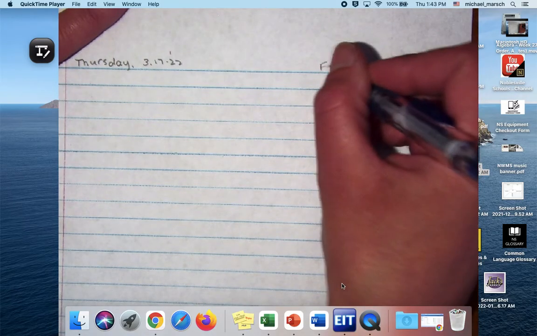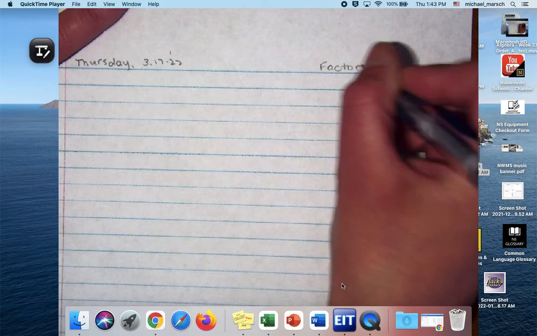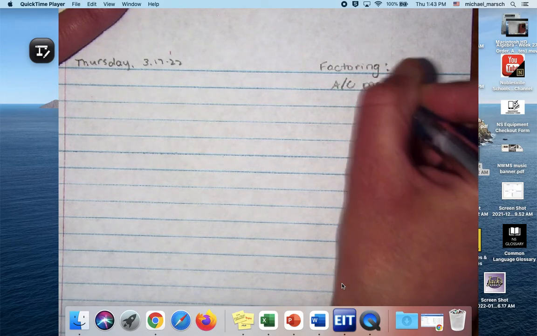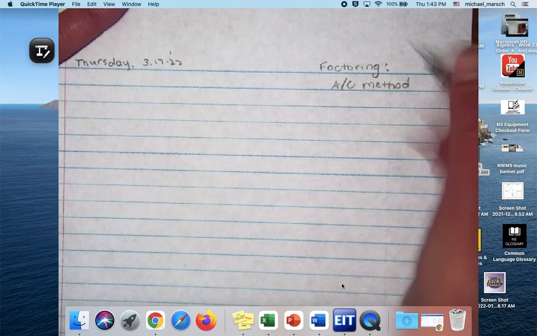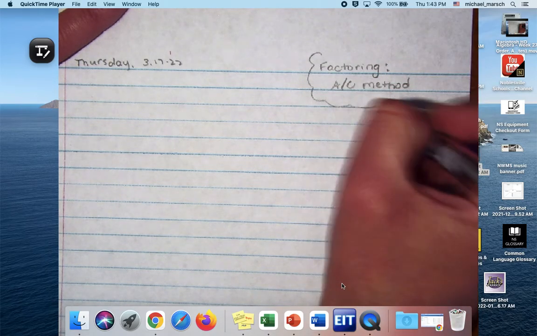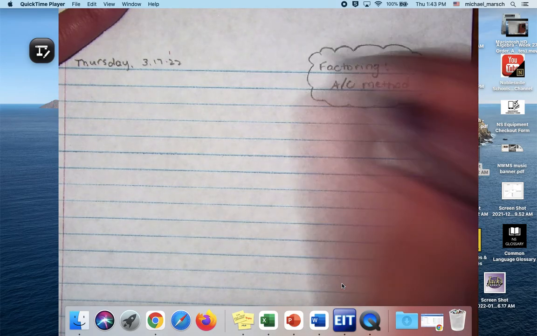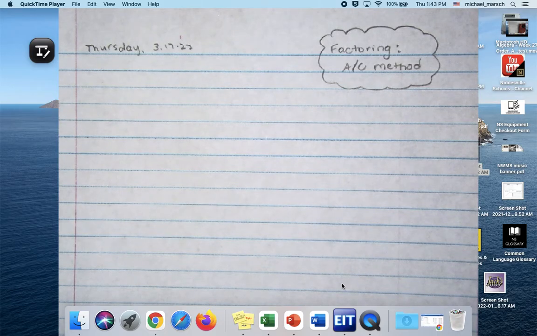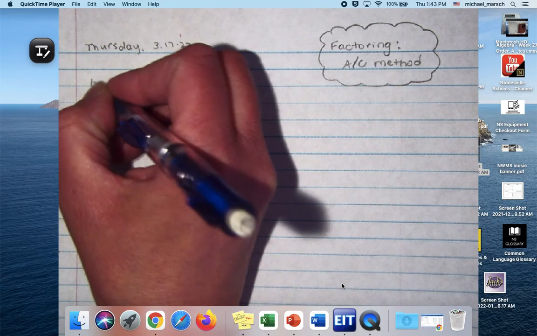So we're doing factoring, and this is called the AC method. It's tried and true. It takes a little time to get the hang of it, so we will practice this for a couple days, maybe 3. Sometime next week. I don't know yet which day. Okay, so we're going to do just one example today.